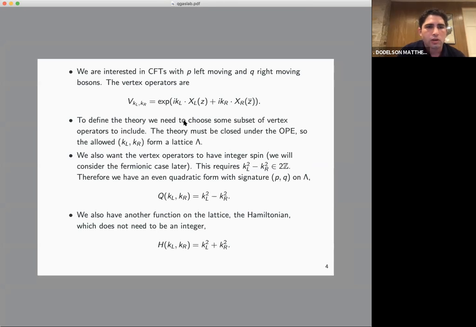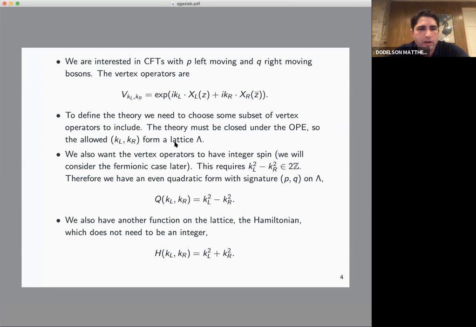Okay, so let's construct the model. We're interested in CFTs that are constructed out of free bosons, and in particular, I want P left-moving and Q right-moving bosons. And so we have some abstract set of vertex operators, and we want to specify which ones are allowed in the theory. So the vertex operators are e to the ikx. So there's left-moving and right-moving momenta here. And to define the theory, we need to choose some subset of these vertex operators to include. The theory has to be closed under the OPE. So in fact, the allowed values of K form a lattice, lambda.